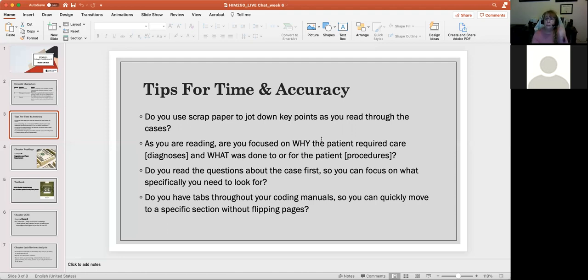All right, next, remember, depending upon the question, you are focused on why does the patient need to be cared for? Those are your diagnosis codes. And they may help with inclusive signs and symptoms or signs and symptoms that have to be coded separately. And then remember what was done to or for the patient. That's your procedure codes. If you keep thinking about why and what, it will help you focus and not be so distracted by the other information in the case study or in the question, the scenario.